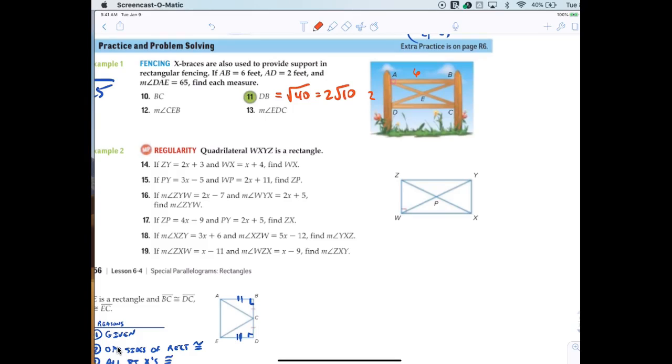What? Where'd you get the room? Because again, can you see the triangle that I'm drawing up there? Mm-hmm. A squared plus B squared equals C squared. Right? Okay.